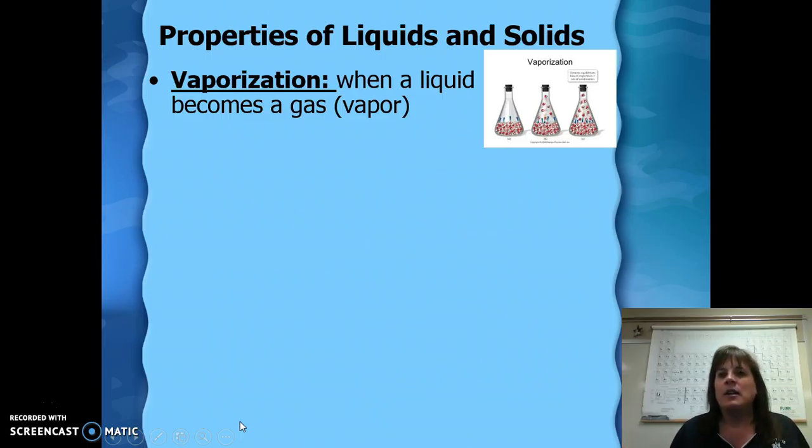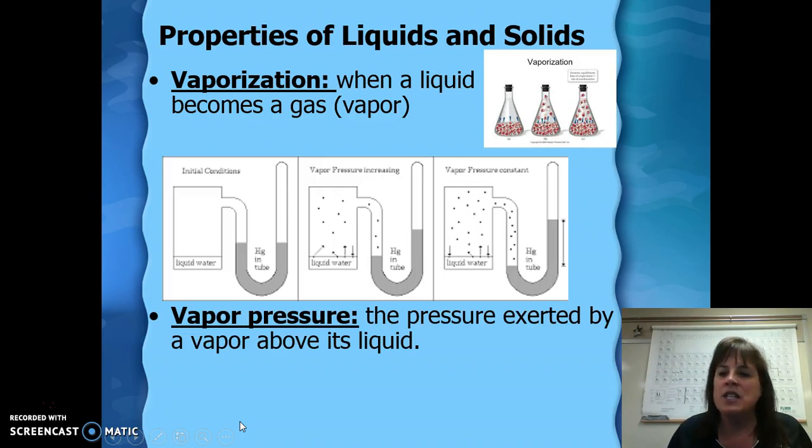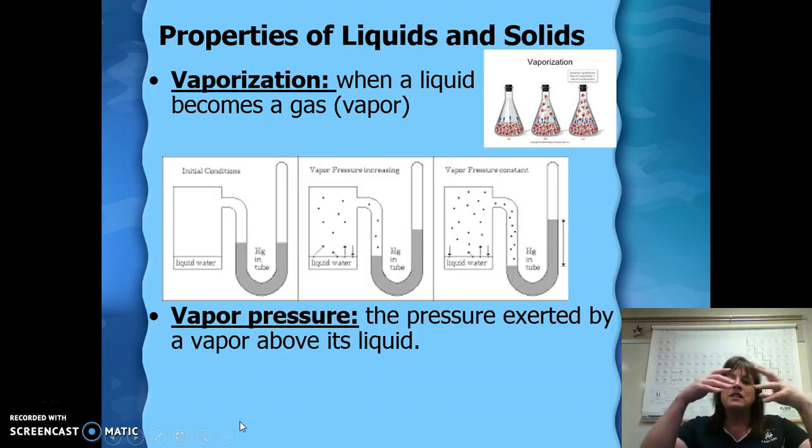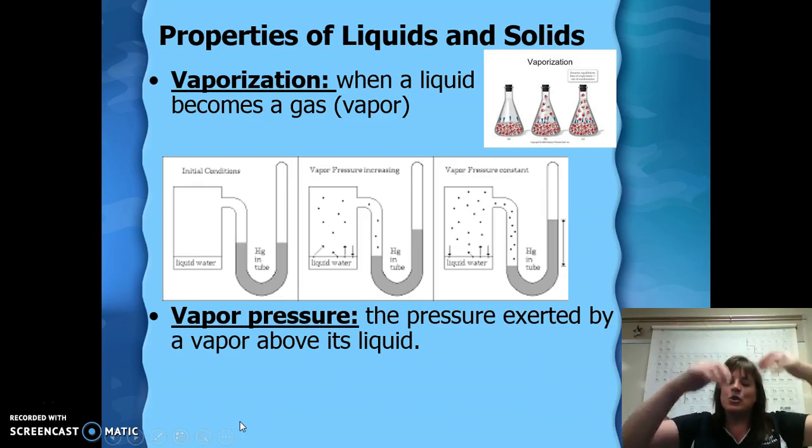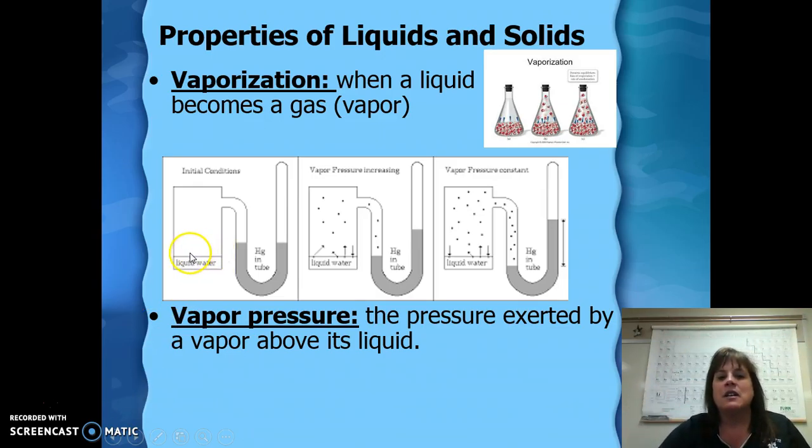Now, we need to talk a little bit about the properties of liquids and solids before we actually talk about some of the forces between them. The first property is called vaporization. Vaporization is when we have a liquid and some of it evaporates and creates vapor, so it becomes a gas. You also need to know the definition of vapor pressure. Once I've got these molecules above the liquid, I've got vapor above the liquid, it'll bounce and exert pressure onto the surface of the liquid.